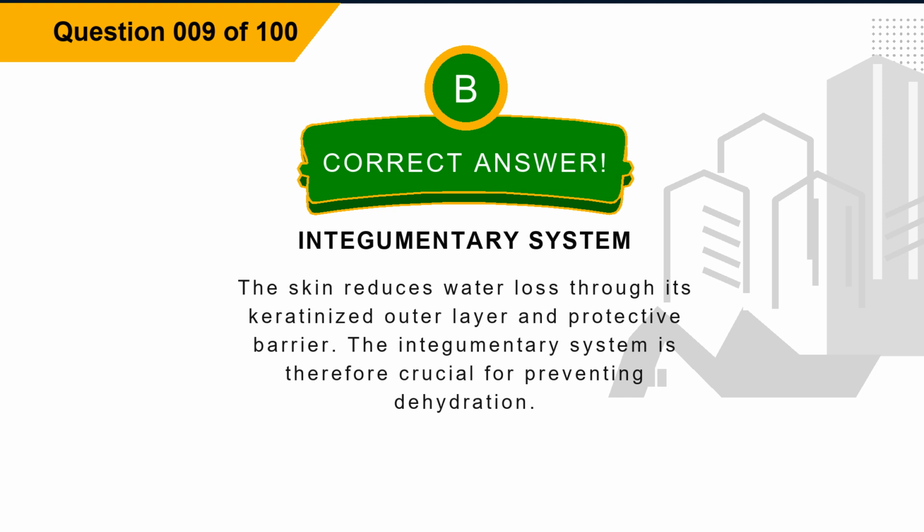Explanation. The skin reduces water loss through its keratinized outer layer and protective barrier. The integumentary system is therefore crucial for preventing dehydration.